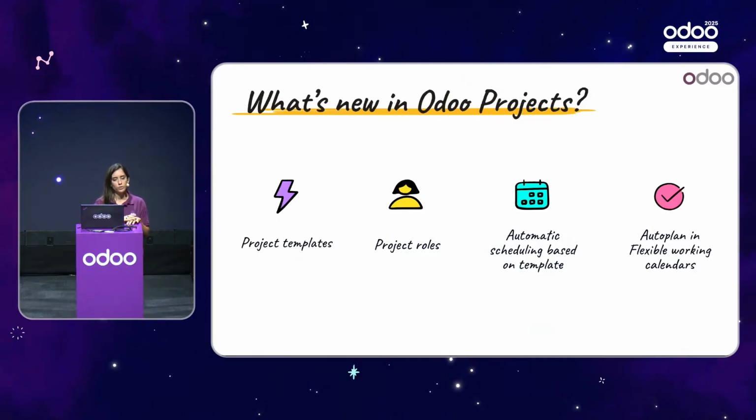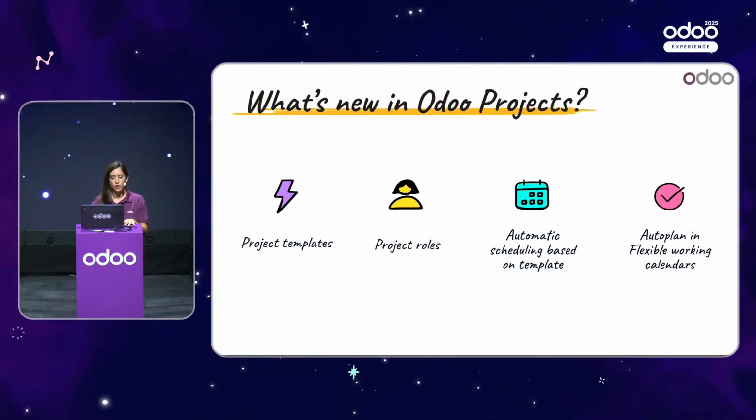We are also introducing project roles. Project roles allow you to assign, already in your project template, some roles that will be taking care of each task, so that when you create the project, Odoo can dispatch all of these tasks automatically. We have also automatic scheduling based on the template. So when you create a new project based on this template, Odoo will automatically set the beginning and end date of your tasks.